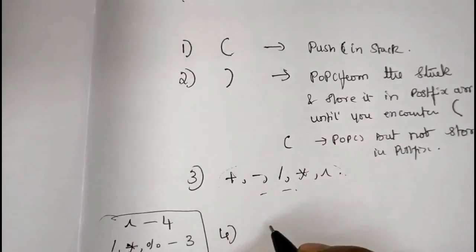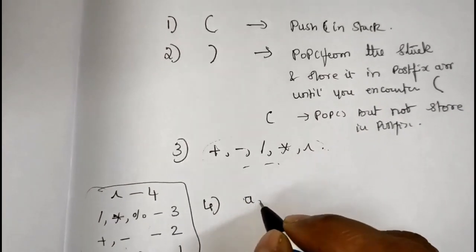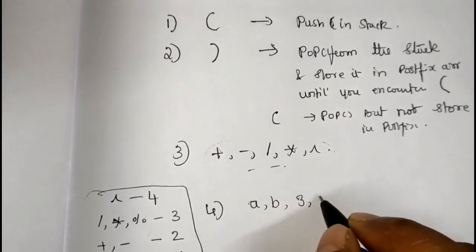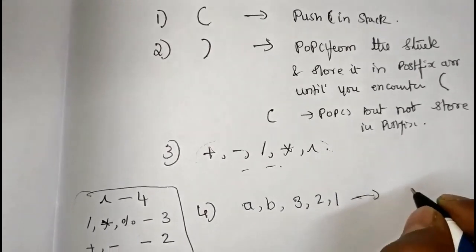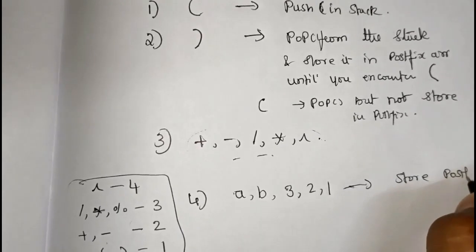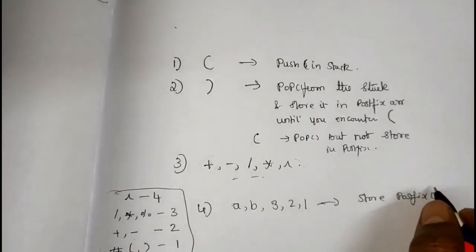One more case is when you see an operand, either A, B, or it could also be a number like 3, 2, 1, then we directly store it in postfix. These are the rules we need to know.